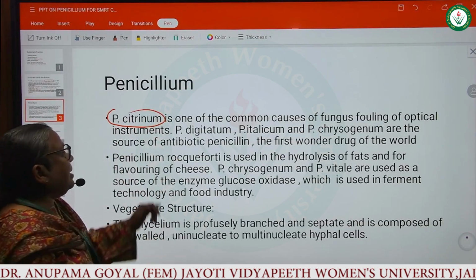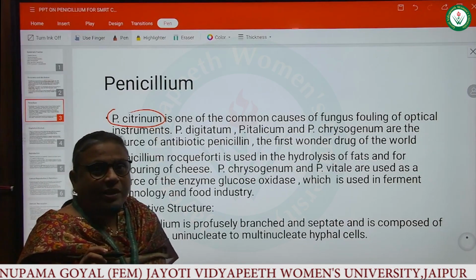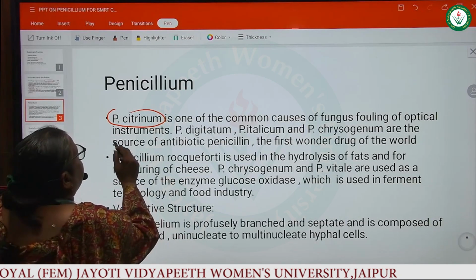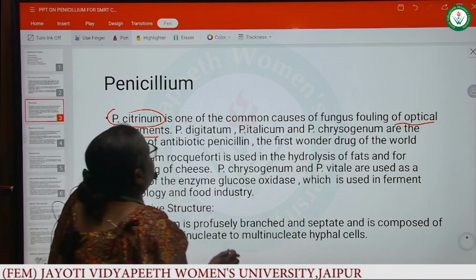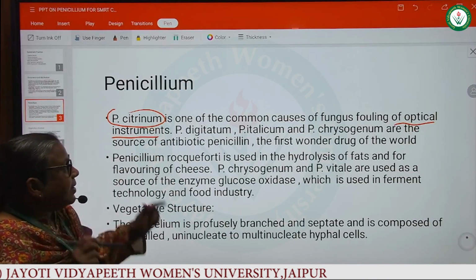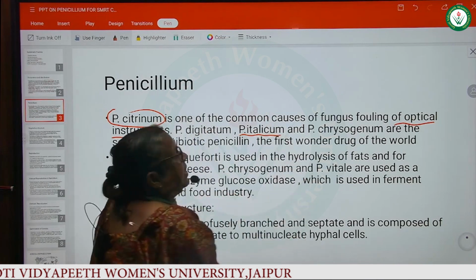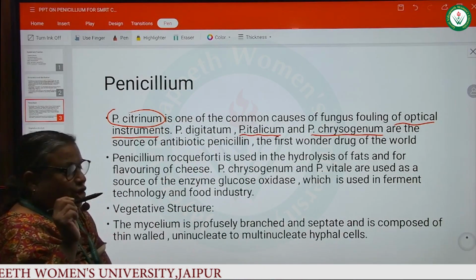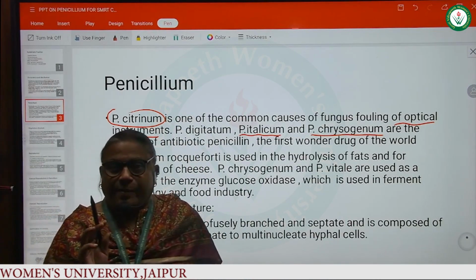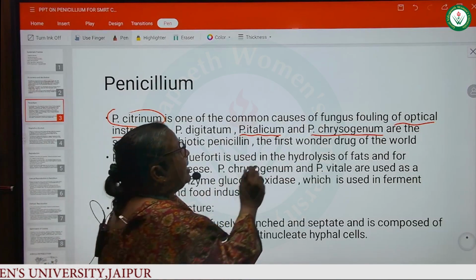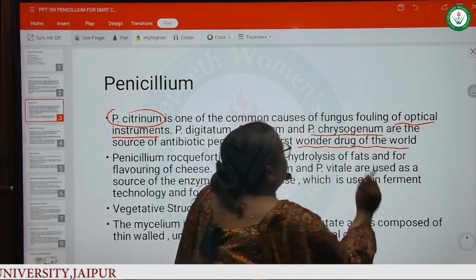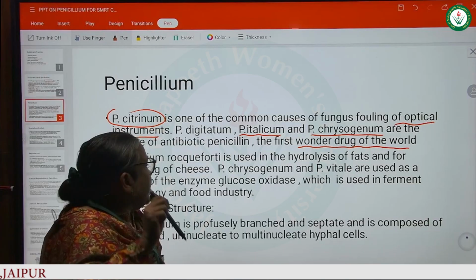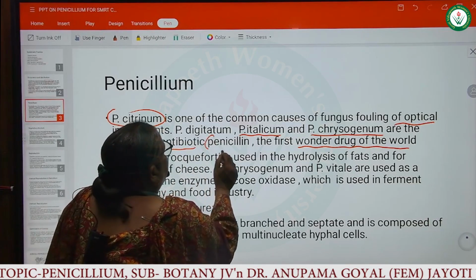Now I talk about Penicillium citrinum. Penicillium citrinum is one of the common causes of fungus fouling of optical instruments, and Penicillium digitatum, Penicillium italicum, and Penicillium chrysogenum are the source of antibiotic penicillin, the first wonder drug of the world. So, students, from the Penicillium fungus, we obtained the antibiotic named penicillin.